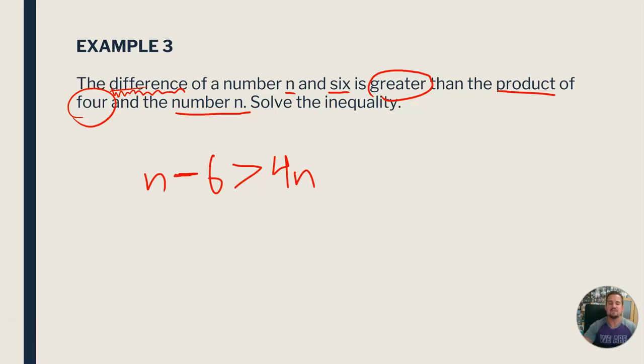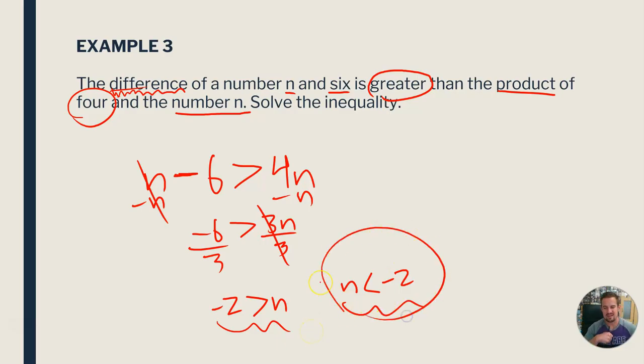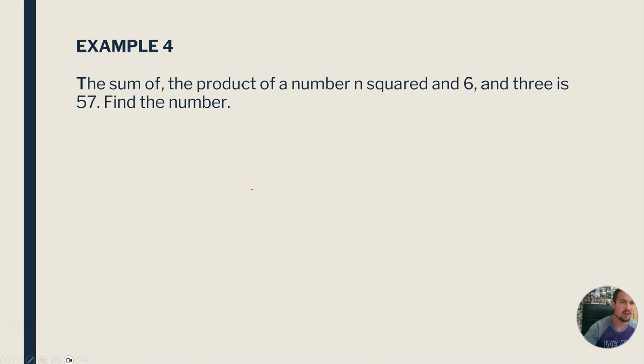Okay? Well, we've done this before. I'm going to go ahead and subtract this one n to this side, and that's going to give me negative 6 is greater than 3n. I'm going to divide by 3 on both sides, and I'm going to get n is less than negative 2. Or let me go ahead and write it this way. N is less than negative 2. Both of these are saying the same thing. Sometimes we like to read it this way with the variable on the left. But there you go. I had to use my knowledge of this terminology, difference, product, to write an inequality and then solve it. Okay, that's example number 3.